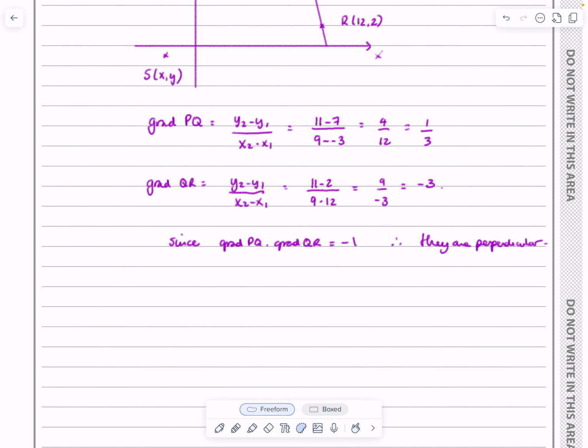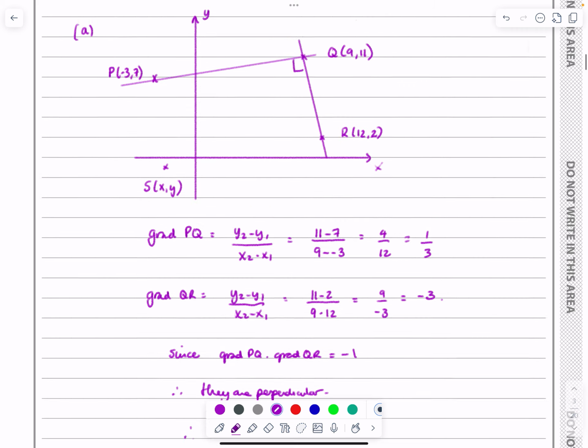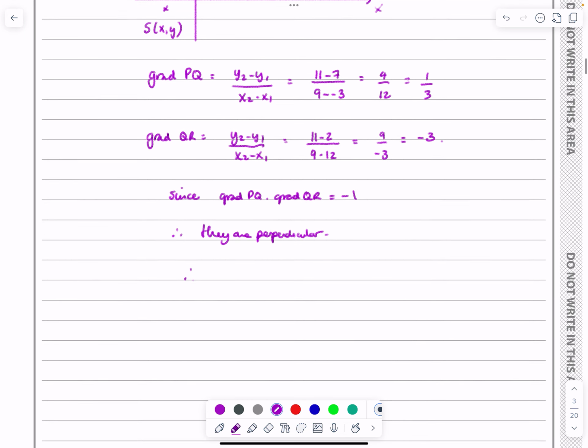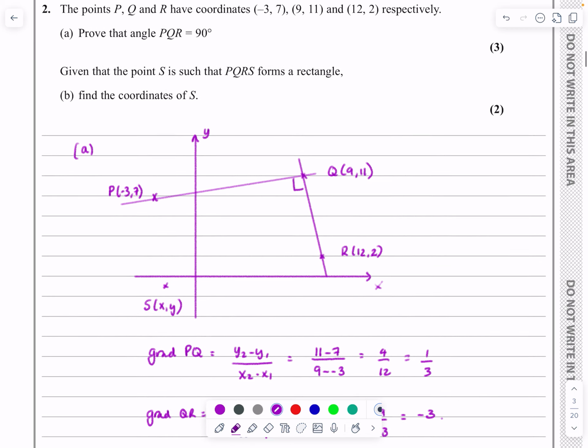Let's just move that and put that over here. Therefore they're perpendicular. Therefore, what was it that we were looking for? Angle PQR is equal to 90 degrees. Perfect. And then the second part, I use this method quite often.